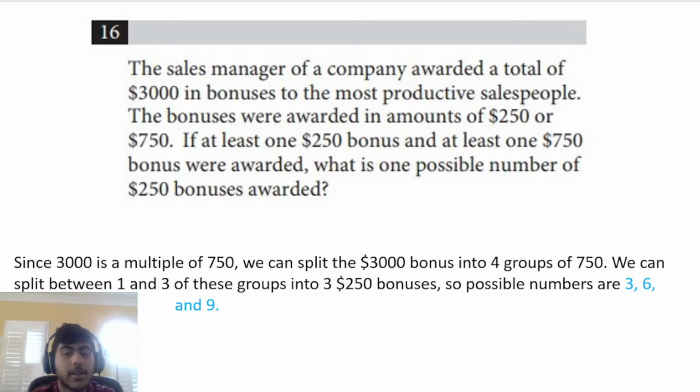Essentially what we've been doing here is we split 3,000 into 4 groups, $750 each, and then we have to have at least one group of 750, so we can't split all 4 of the groups up. And out of the 3, we have to split at least one group up to make some number of 250. So we split those groups up, and we end up with a possible number of 3, 6, or 9. They're asking us for one possible number of $250 bonuses awarded, so we can put any one of these 3, 6, or 9. It doesn't really matter. Let's move on.